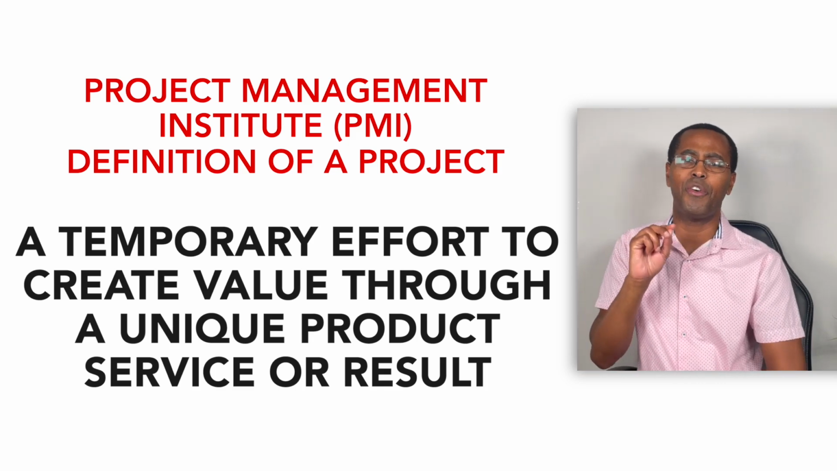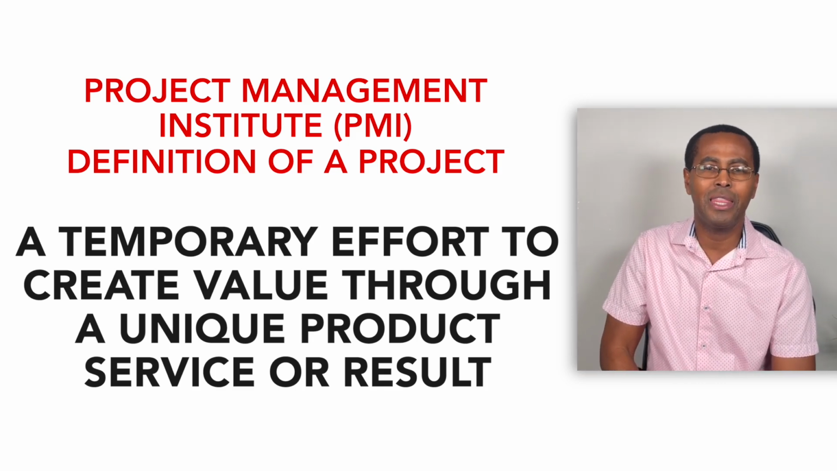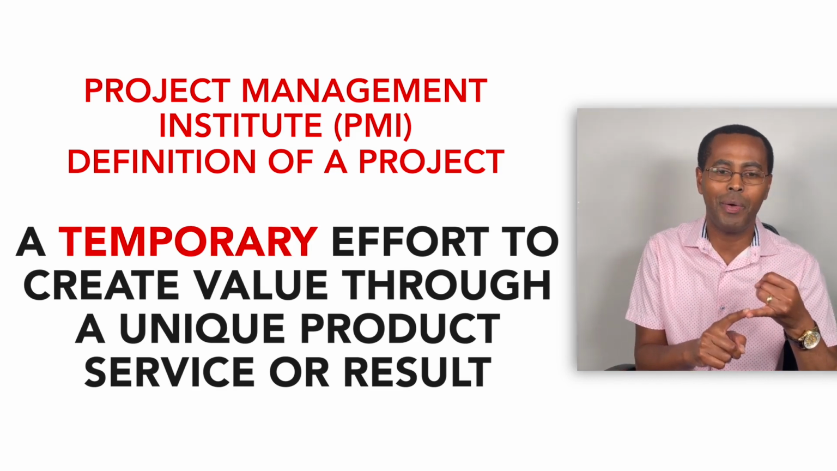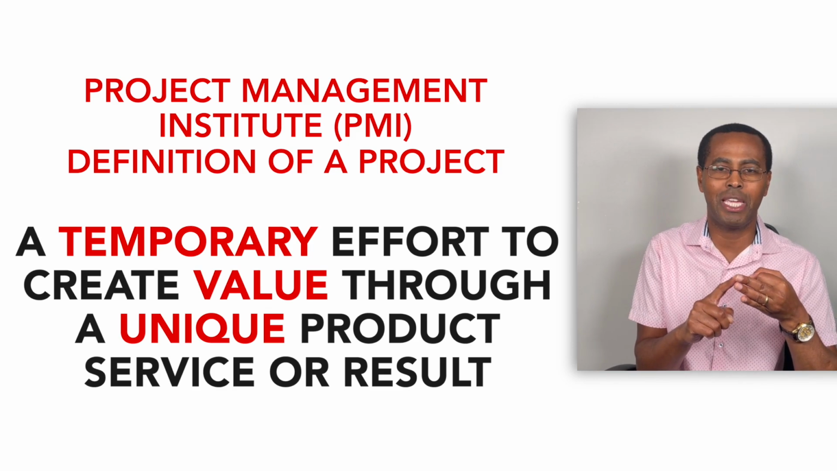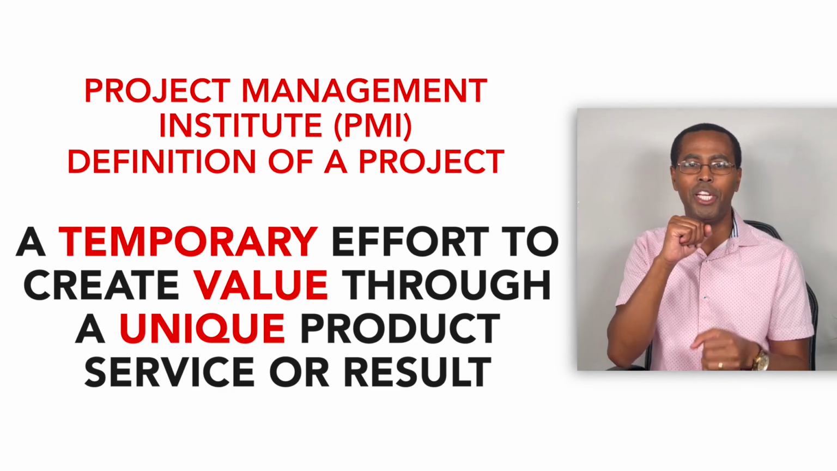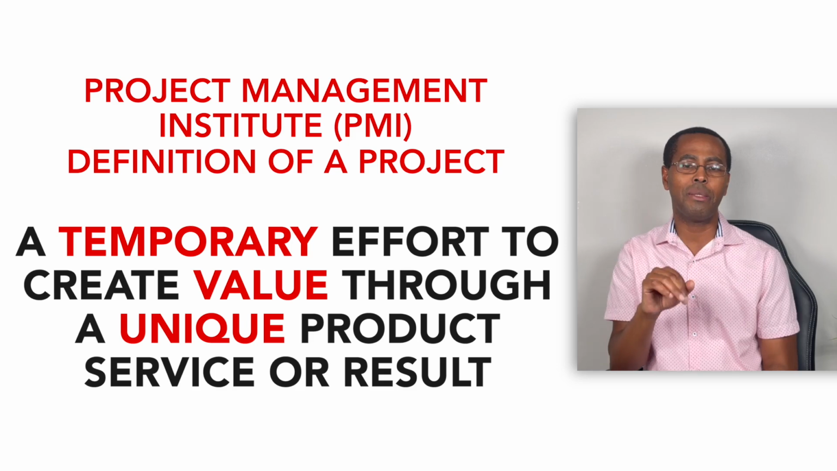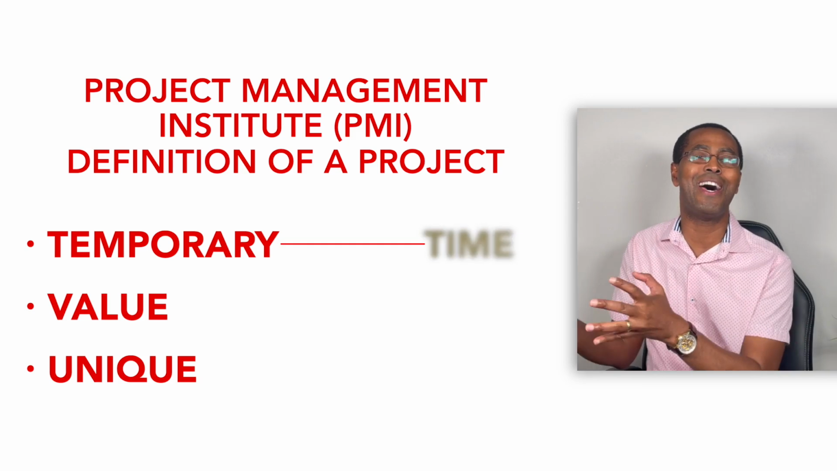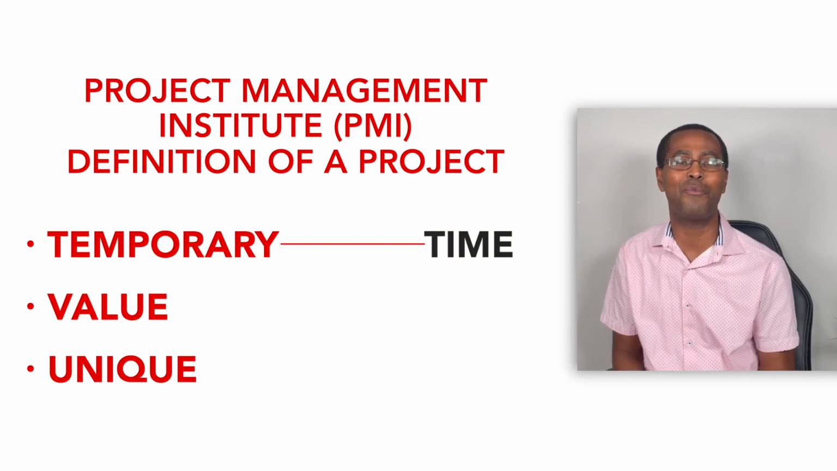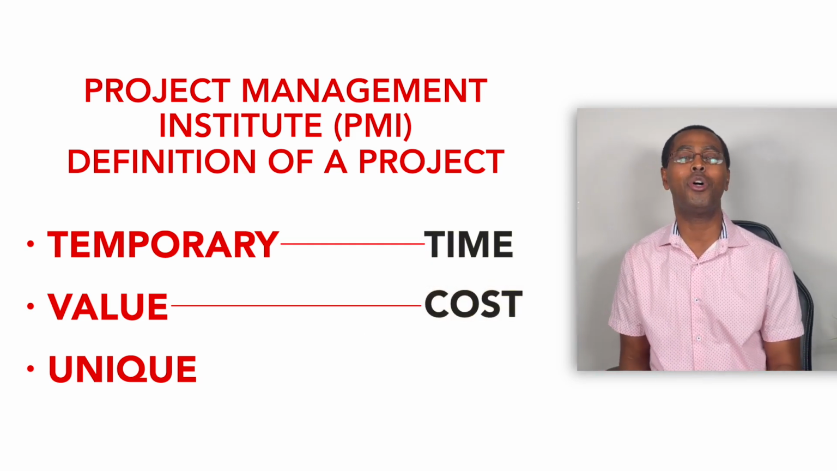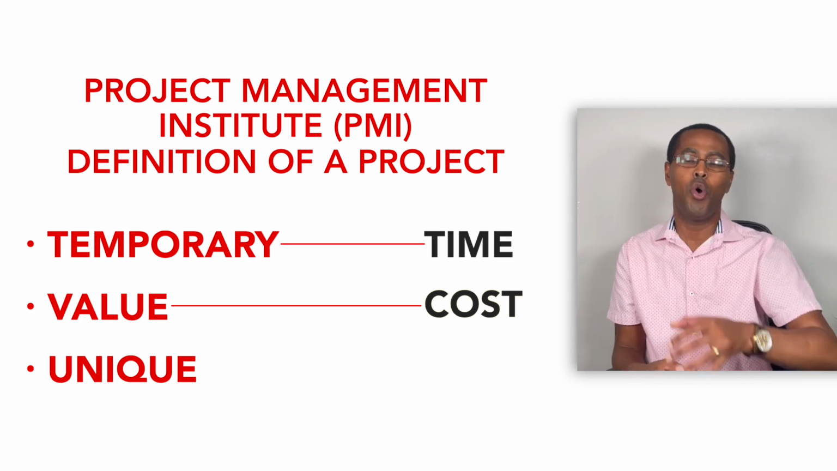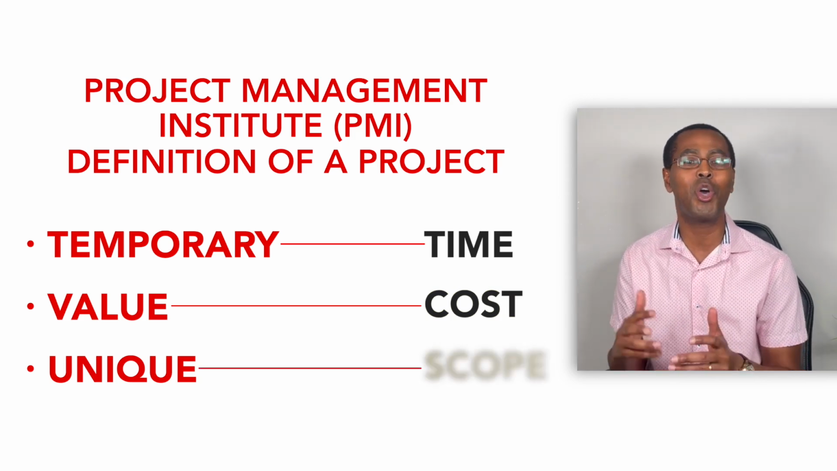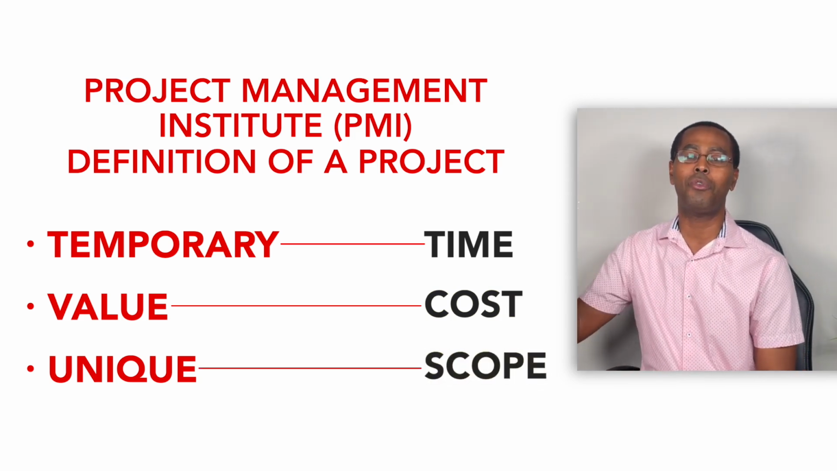If we look at this definition on the screen closely, there are three concepts to call out: temporary, value, and unique. Temporary means what? Time. Temporary, you're defining time. Value means what? Cost. When you ask what is the value of this watch, what is the value of this phone, you're asking the cost. Unique means scope. Unique product, service, or result. Scope.